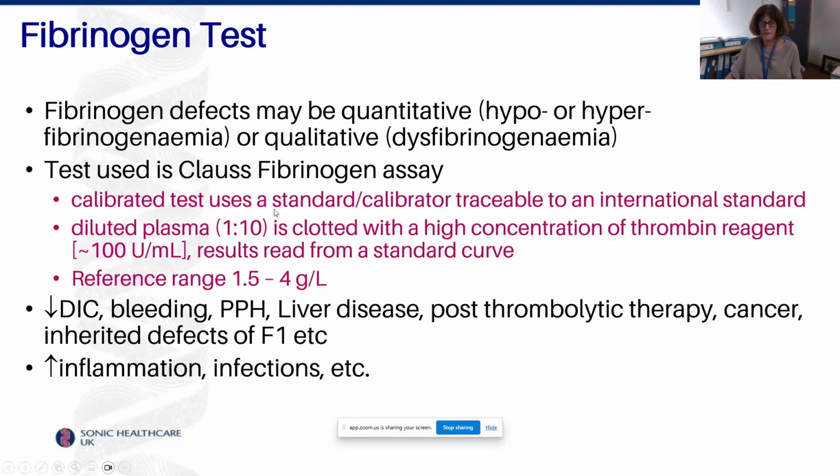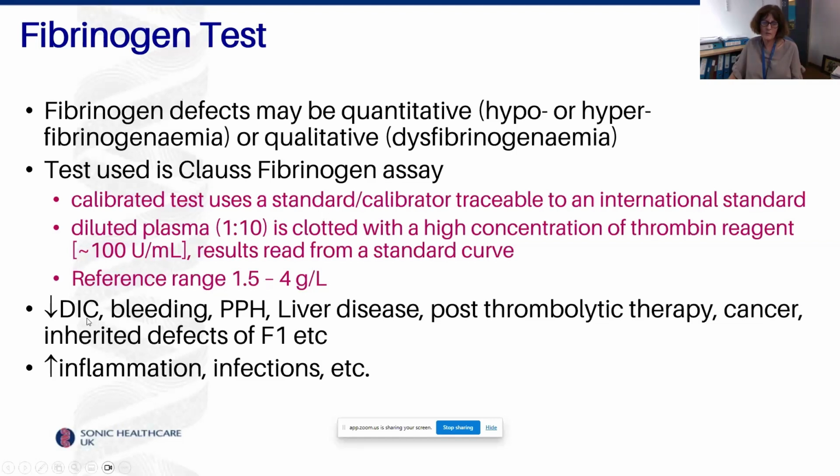So when we do the fibrinogen assay, we make sure it's traceable. The calibrator that we use is traceable to an international standard. We dilute the patient's plasma 1 in 10, and then we clot it with high concentration thrombin reagent. So we can do that in the water bath. And then we get that clotting time and we read it off a standard curve, a calibrator curve that we've already prepared with different concentrations. And we're able to read directly in grams per litre how much fibrinogen is in the patient's plasma.